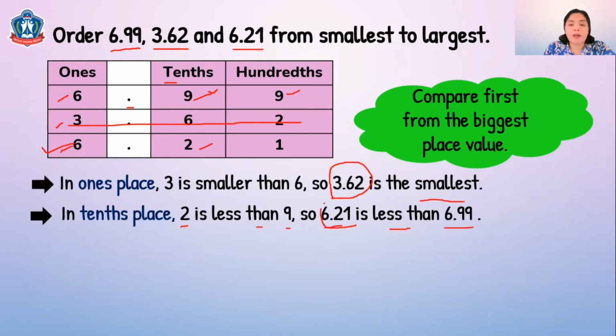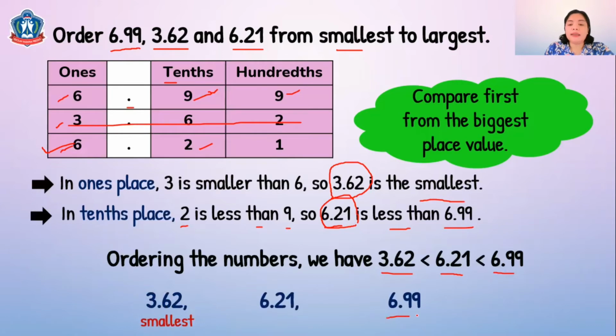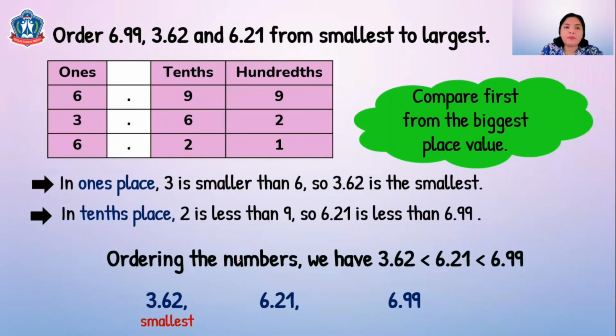And this is our middle number. Now we can order our numbers from the smallest to the largest. The smallest is 3.62, which is less than 6.21, and 6.21 is less than 6.99. So when we write, 3.62 is our smallest number and 6.99 is our largest number.